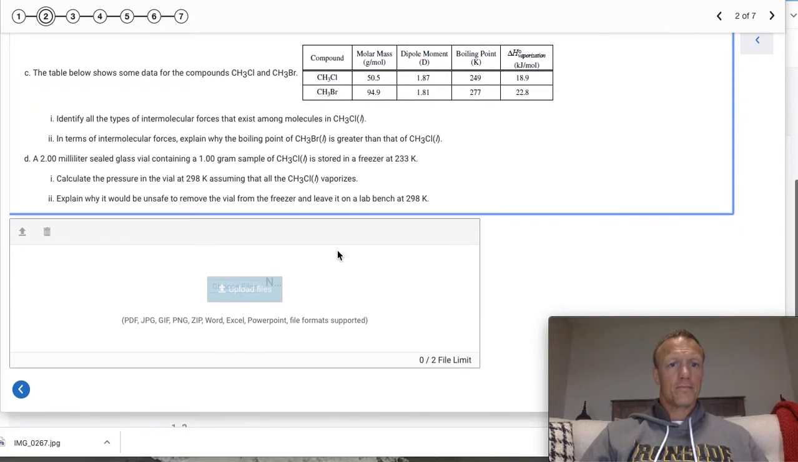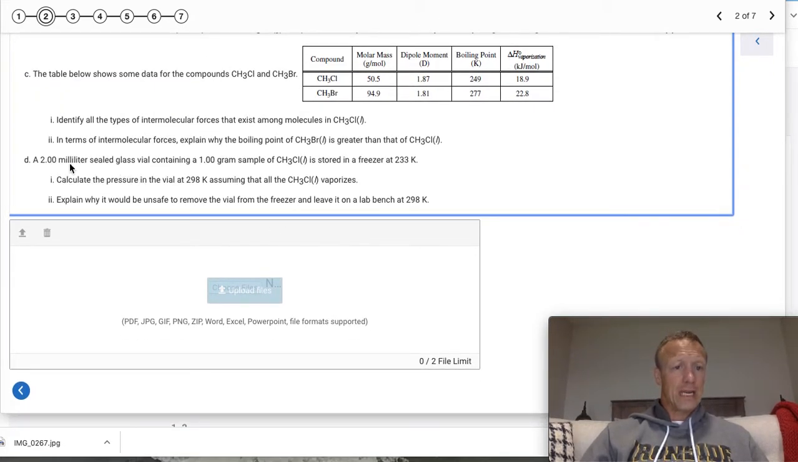Last question here. A 2 milliliter sealed glass vial, so that's pretty small, 2 milliliters, containing a 1 gram sample of CH3Cl is stored in a freezer at this temperature. Figure out the pressure of the vial at 298 degrees Kelvin, assuming all of it vaporizes. So it is a gas now. It was, I'm assuming liquid here, maybe frozen, probably liquid there, and is now gas right here.